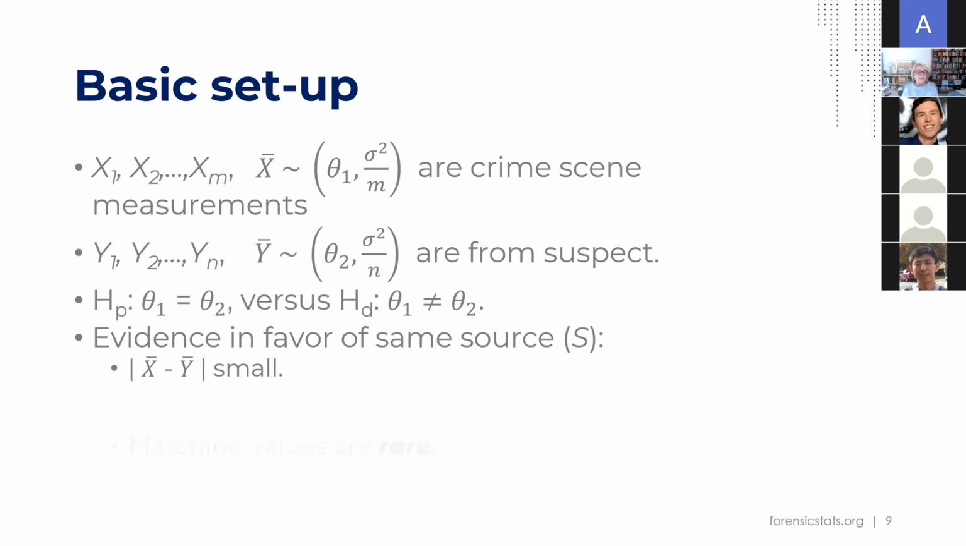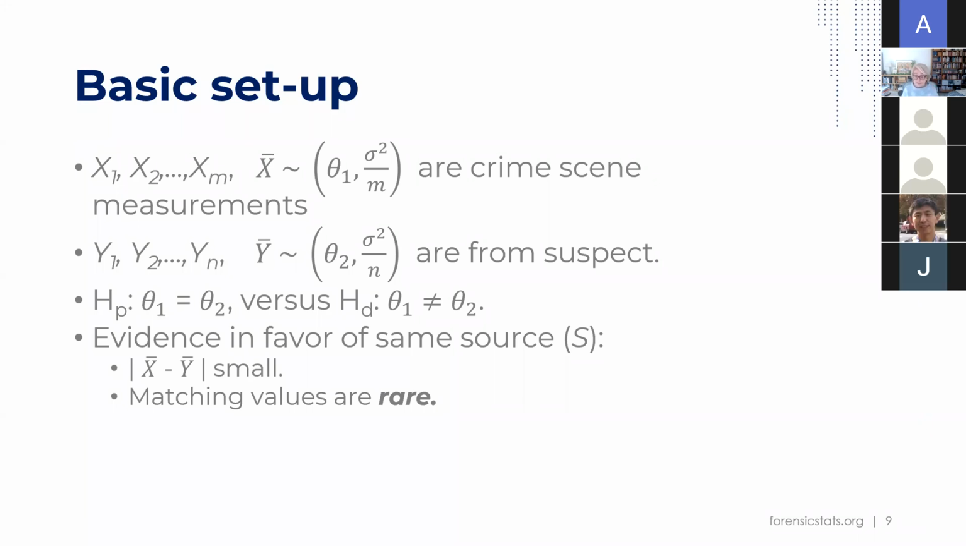But you also need another thing, which is that the matching values need to be rare. Because if all the X measurements and the Y measurements are commonly observed values, then the fact that Y bar and X bar are non-distinguishable doesn't tell you much. But if they are rare, then you're onto something. If observing that degree of similarity is rare, then you're onto something.